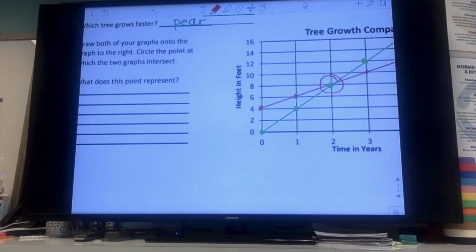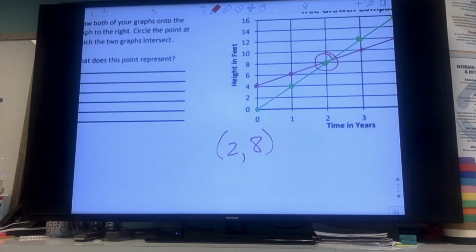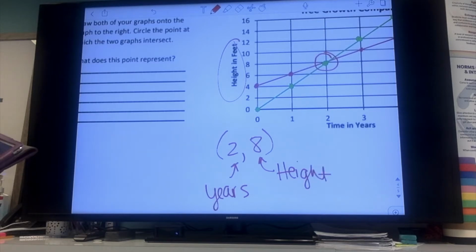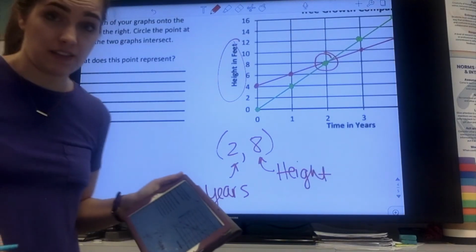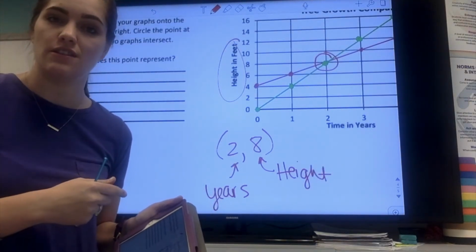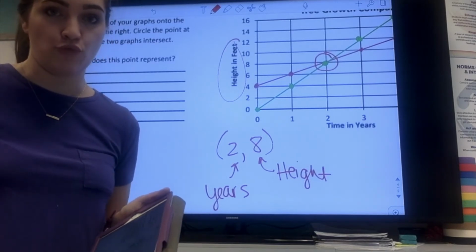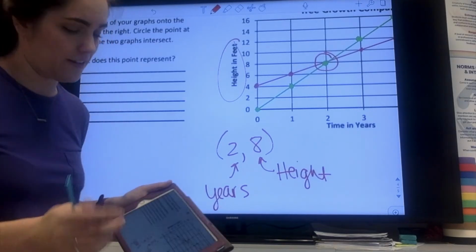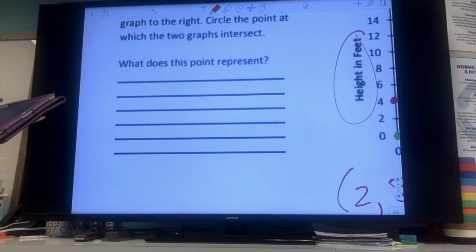Let's compare it. So it's at 2, 8, where 2 is what? Years. And 8 is what? Height. So what do you think it represents? That maybe 2 years into this project, both trees are 8 feet tall? You're correct. Let's write that in.